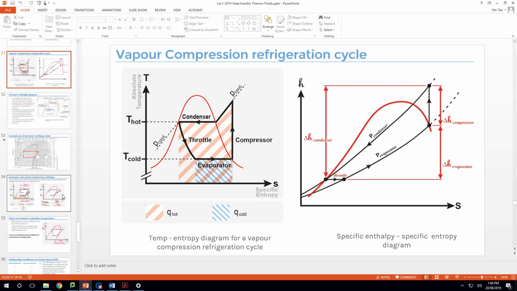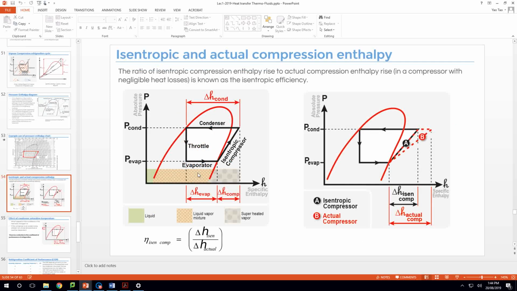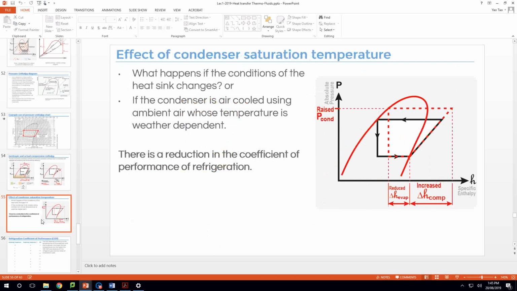Another case would be when you are doing your assignment, I think you will have practice calculating the actual entropy change, just to find out the actual enthalpy change based on the provided efficiency. Some students wrote to me asking how to calculate this, and it's actually already provided in the slides. If you are doing your assignment and have some questions about this part, you can do some analysis according to this. So that's about refrigeration cycles.